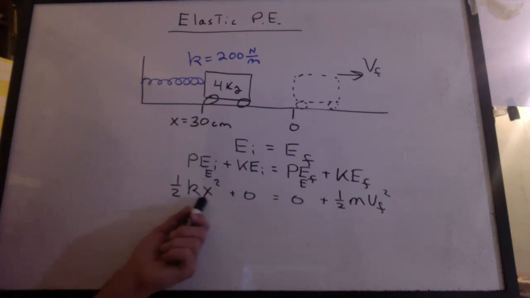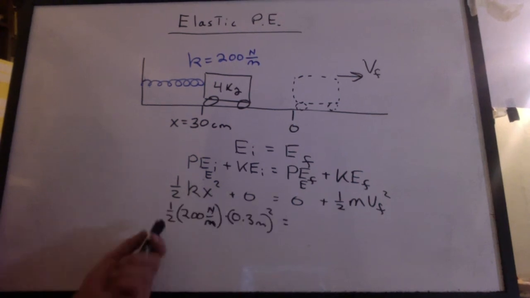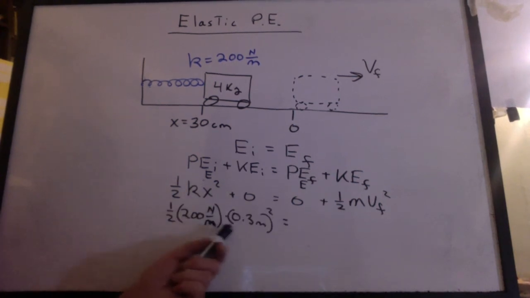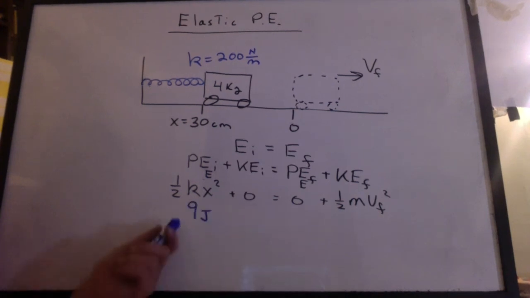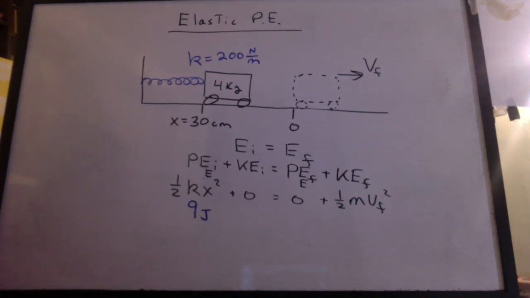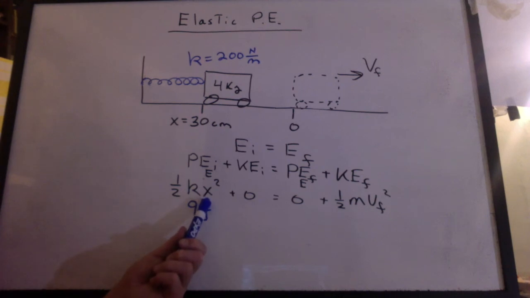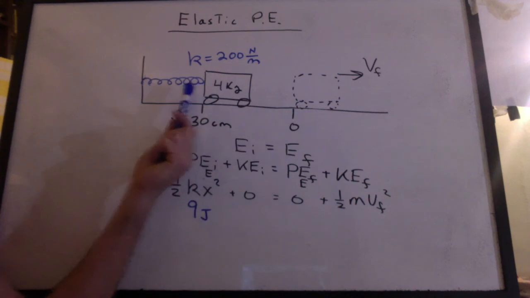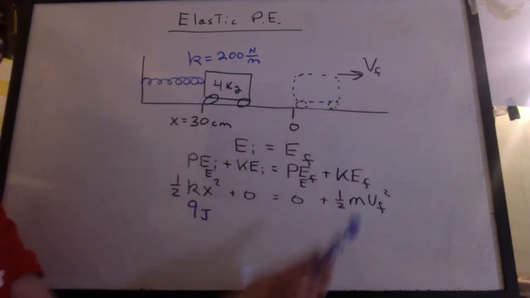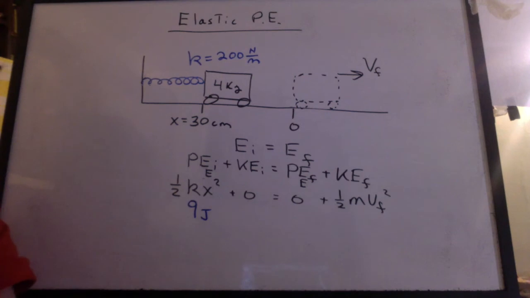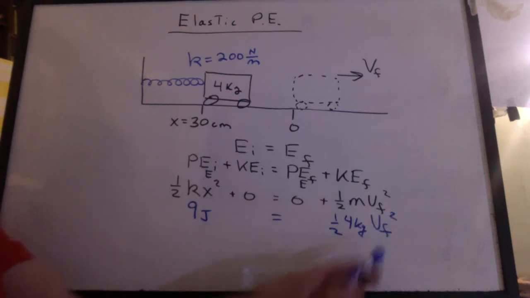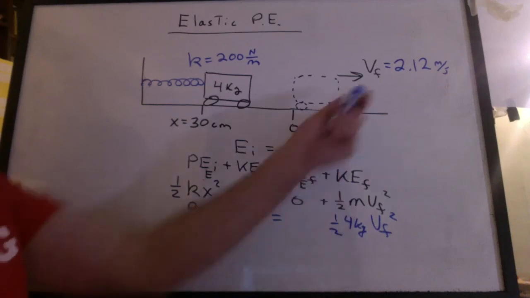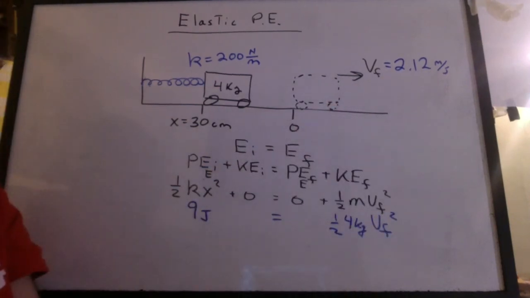So we have 1/2 kx squared, which is 1/2 times 200 newtons per meter times 0.3 meters squared, which is 9 joules. Now you might wonder why we didn't plug in negative 0.3 meters here. We could have, it wouldn't have mattered. It's still x squared, so it's going to be a positive energy stored in the spring. Turns out it doesn't matter if you compress a spring or expand the spring, you still have an increased potential energy either way. And now we can solve for the final velocity. And we get 2.12 meters per second.